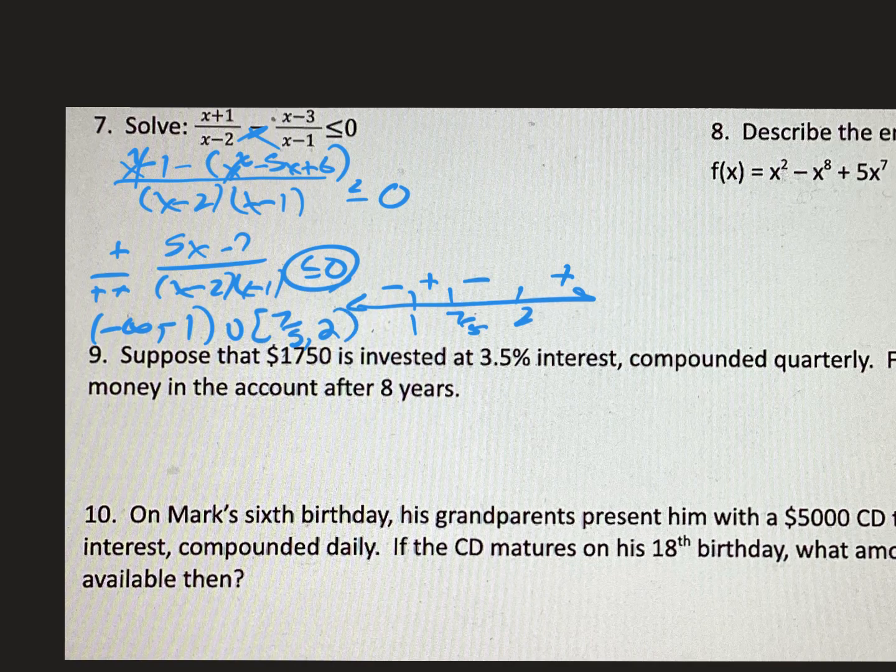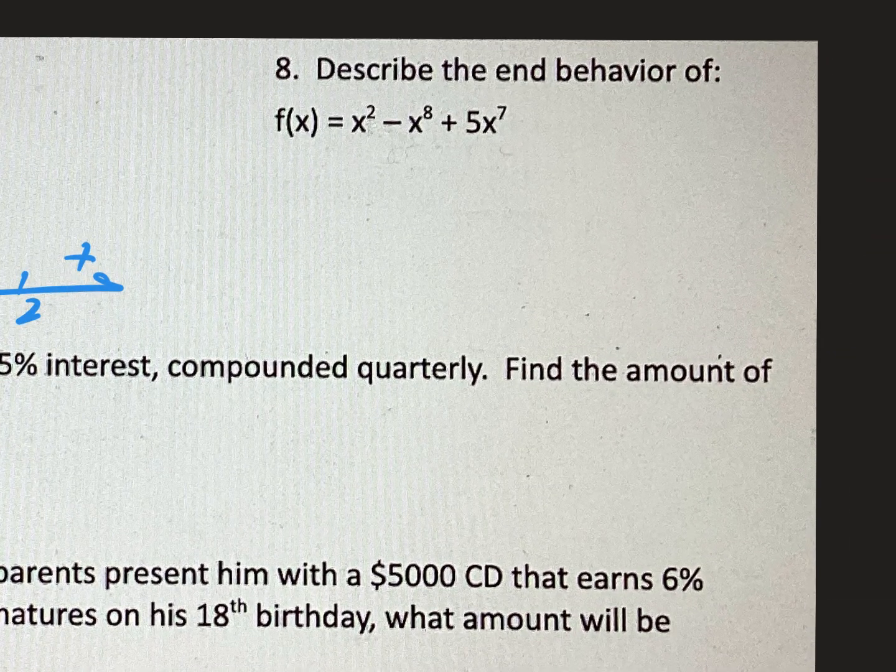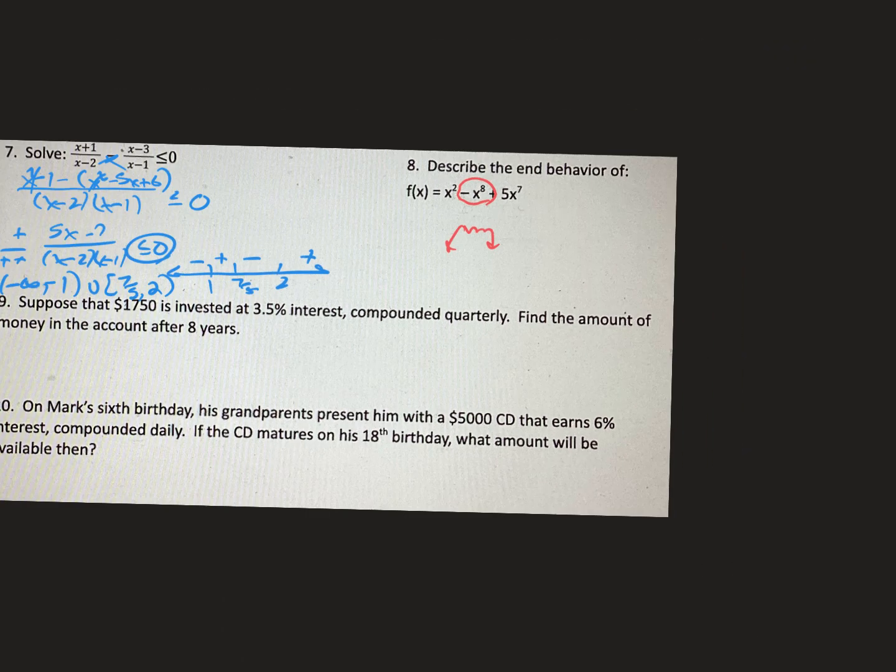It's a pretty good one. Number 8, describe the end behavior. Okay, I'm looking at the degree, which is right there. Degree is 8. Even's both ends up or both ends down. Because it's negative, both ends down. Okay, you're just going to show me the little picture like that.